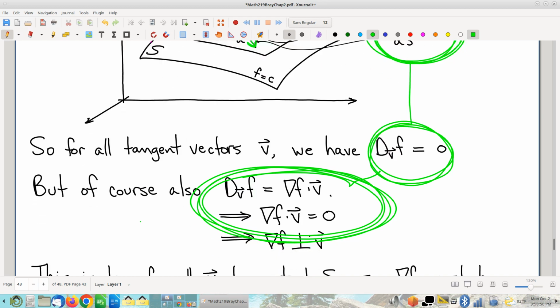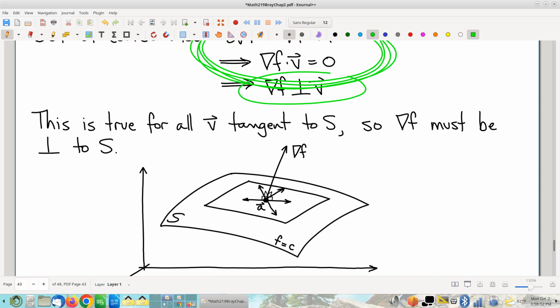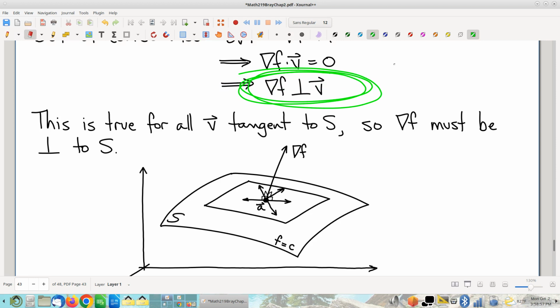Or, said differently, all the tangent vectors are perpendicular to the gradient. Well, orthogonal. All of the tangent vectors are orthogonal to the gradient. Is everybody on board? Everybody with me? And there's really only one way that's possible. If all of these tangent vectors are all orthogonal to the gradient, well, then the gradient has to be perpendicular to the surface.